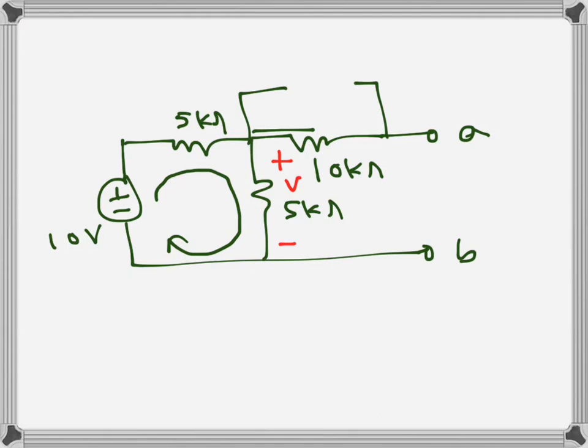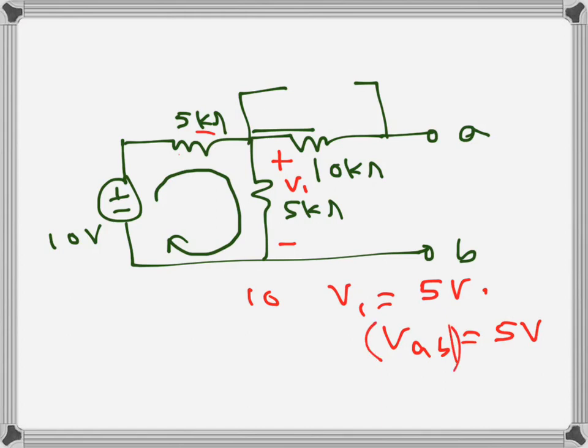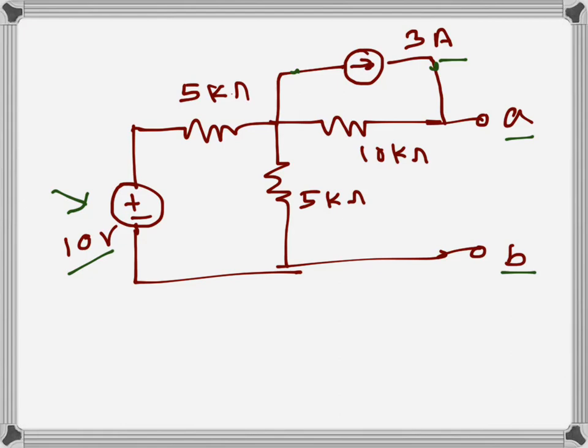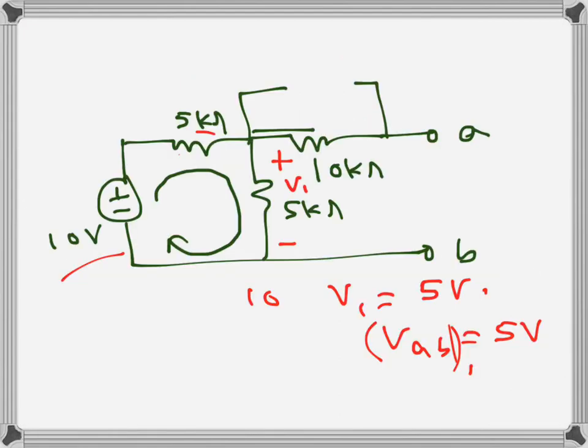let's say V1. That will be 10 divided by 5 plus 5 kilo ohms. So the current will be 1 milliamp. So V1 will be 5 volts. That will be the voltage drop V1, which will of course be VAB. VAB will be 5 volts in this case, considering only the voltage source; let's call it VAB1.